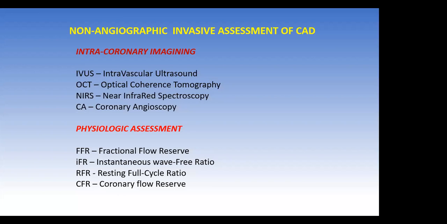So let's look at what we have in a cath lab above and beyond the coronary angiogram. We have intracoronary imaging, i.e. looking at anatomy from inside of the vessel, and physiological assessment. I'll start with the anatomy, since angiogram is anatomy. Out of the 4 that are listed, we have 2: intravascular ultrasound and optical coherence tomography.